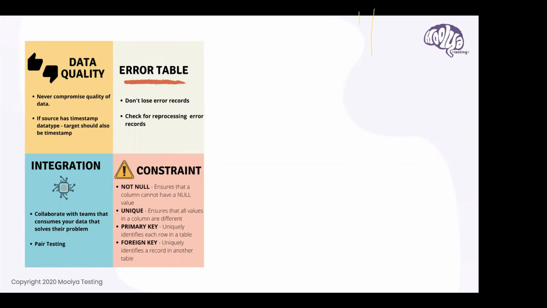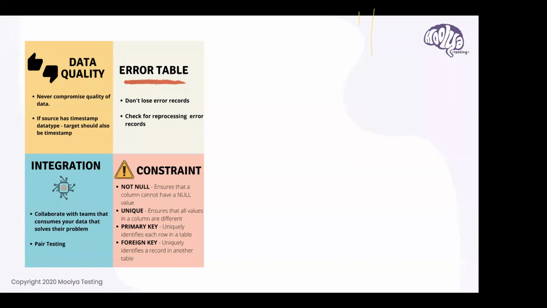Next is error table. Every table process will have an error table. Okay? It will store all the error records, which records are not processed by an ETL. Those will be stored in the error table. So this is a check for reprocessing error records. In the incremental loads, you will be checking whether the error records have been reprocessed or not. This is one way of testing again.